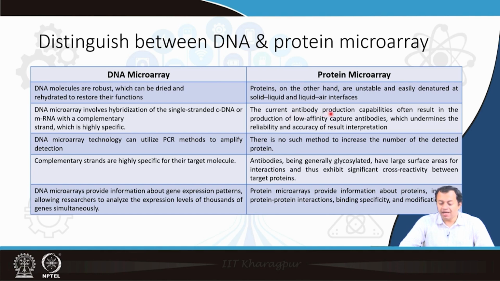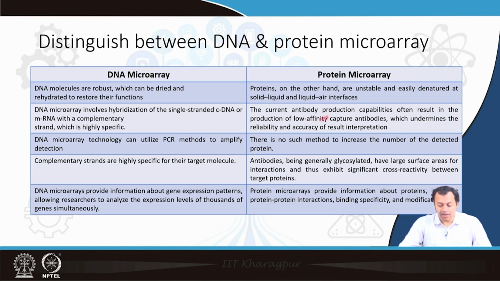On the other hand, the current antibody production capability results in the production of low affinity antibodies, and current antibody production is very costly. Antibody, though it is very specific, is very costly, and it is pretty easy to make the antibody which you are synthesizing wrong.